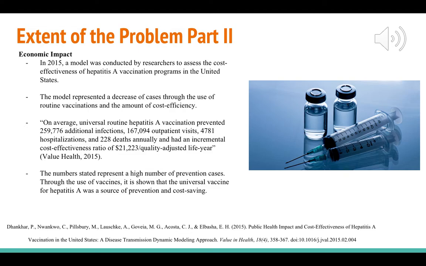The numbers stated represent a high number of prevention cases. Through the use of vaccines, it is shown that the universal vaccine for hepatitis A was a resource of prevention and cost saving.